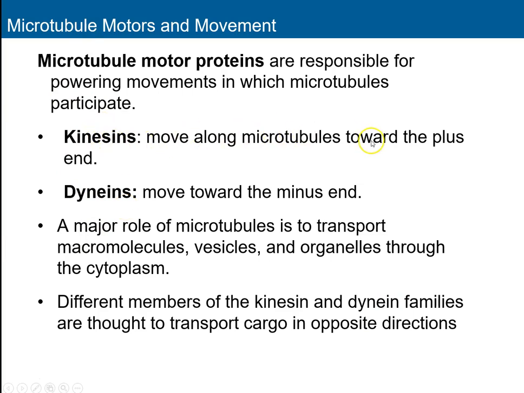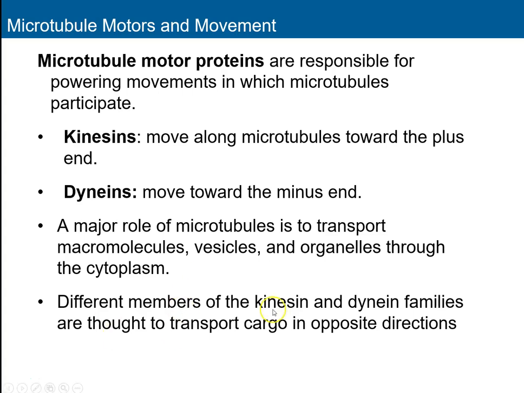Kinesins will move along microtubules towards the plus end, and dyneins will move towards the minus end, okay? And again, a major role of microtubules in the cell is to transport things around, okay? So yes, things can move along actin filaments as well, but microtubules are predominantly involved in transport of macromolecules, of vesicles, of organelles, of a whole bunch of things, okay? We did mention that things move along the actin filaments as well, like vesicles, right? But I think if you look here, the microtubules have a more extensive role in moving things around the cell, if that makes sense, okay?